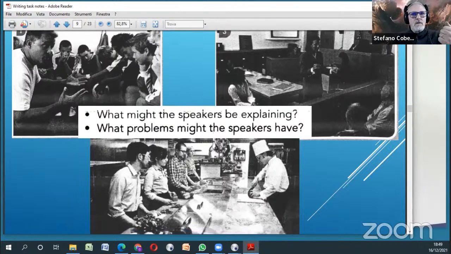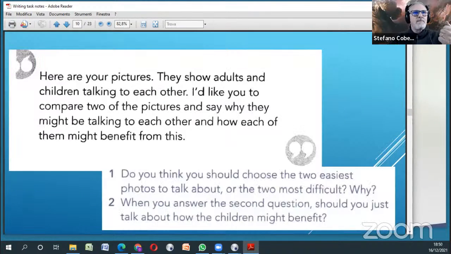So I'm going to have a look at another example. Okay. And in this case, we've got adults and children talking to each other. This is what the examiner would say. I'd like you to compare two of the pictures and say why they might be talking to each other and how each of them might benefit from this. Okay. So why and what's the benefit?